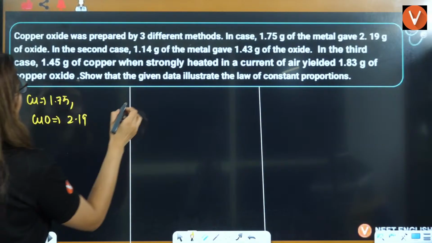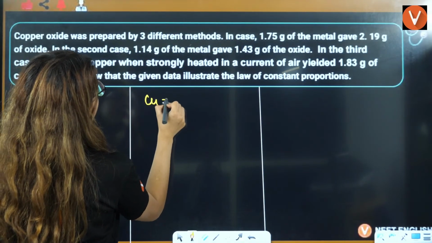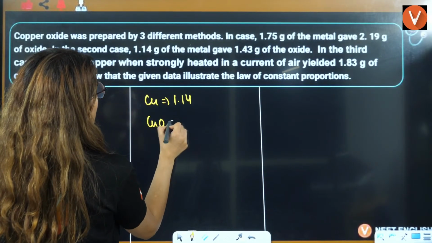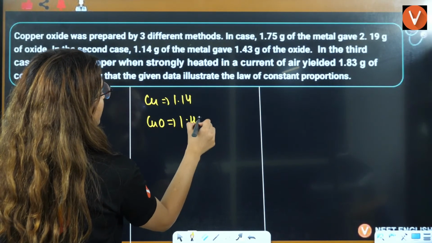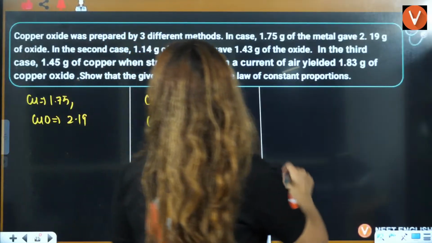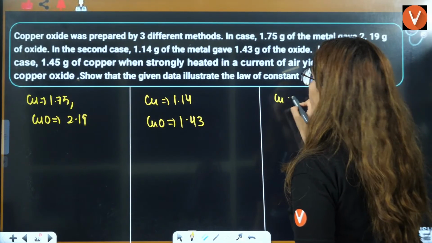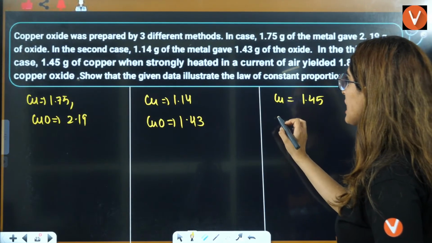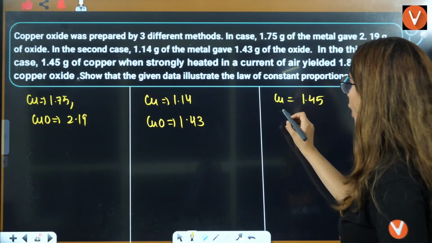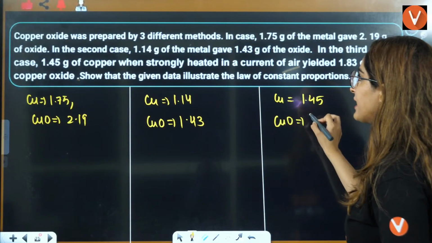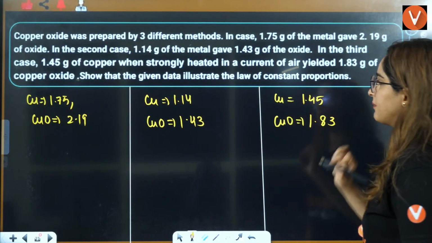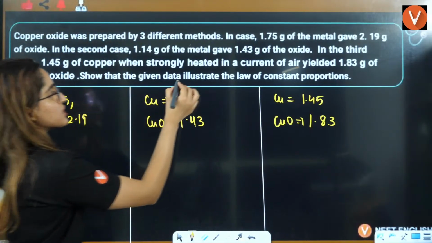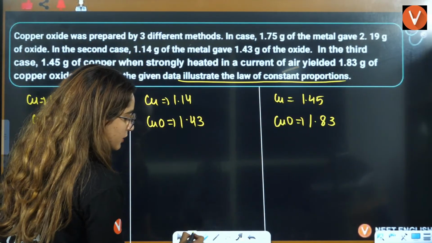2.19. Okay. In the second, copper is 1.14 and oxide is 1.43. Okay. In the third experiment, same thing you can do on your own also. Copper is this much, and copper oxide is 1.83. Okay. Now they are again asking you, tell that this illustrates the law of constant proportion.